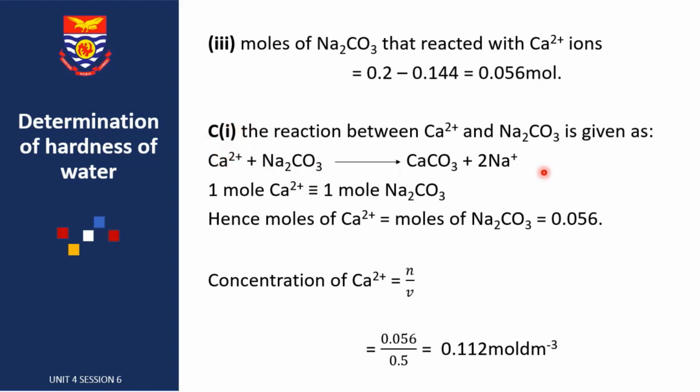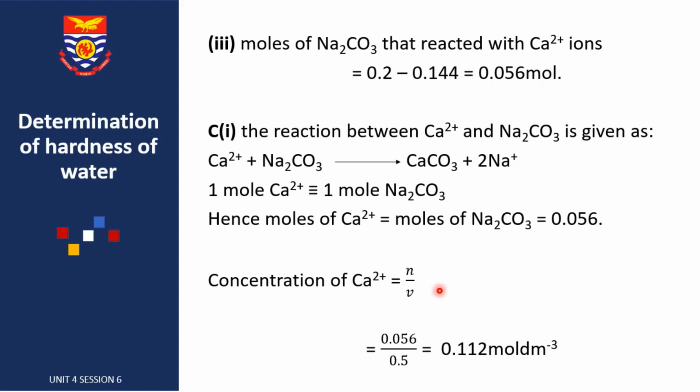In this balanced equation, calcium displaces sodium, and we have 1 mole of the calcium ions reacting with 1 mole of the sodium carbonate to produce 1 mole of the calcium carbonate and then 2 moles of sodium ions. So per the mole ratio, the moles of calcium ions will be the same as, or equivalent to, the moles of the sodium carbonate, and so the moles of calcium ions is 0.056.